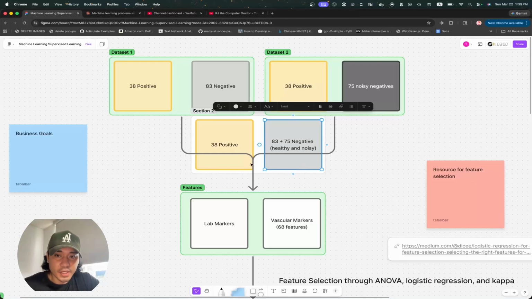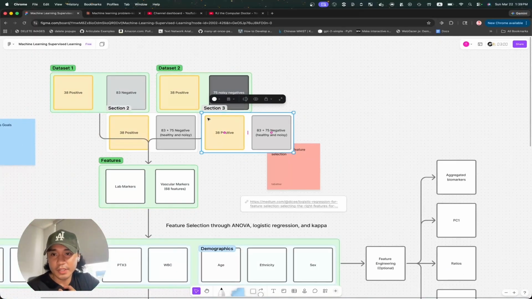So another way of looking at it is to separate it this way.